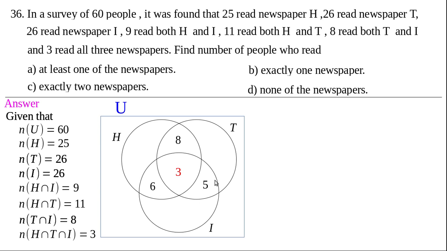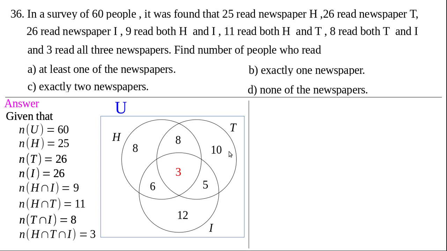Now the number of I is equal to 26. The total number of individuals in I is 26. Here already 6 plus 3 plus 5, which is 14, is present. Therefore, write the remaining 12 here. In a similar way, the total number of T is equal to 26. Already 11 plus 5, 16, is here. Write the remaining 10 here. The total number of H is equal to 25. Now 8 plus 3 is 11, plus 6 is 17, present here. Then the balance is 8 right here.